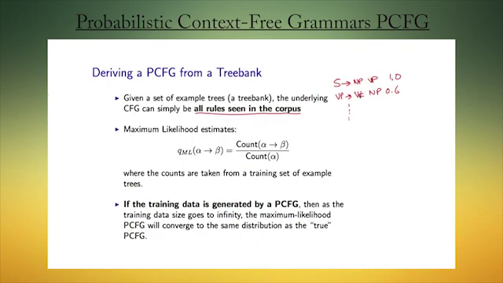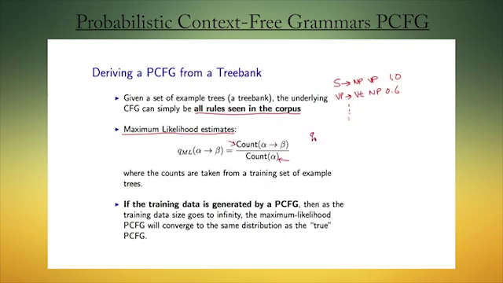How do we estimate the parameters? So remember, Q of some rule alpha goes to beta is the probability associated with that rule. We're again going to make use of maximum likelihood estimates, which again have a very simple and intuitive form. To estimate the parameter for some rule, alpha goes to beta, we take a ratio. On the denominator we have the number of times we've seen alpha, and on the numerator we have the number of times we've seen the entire rule.